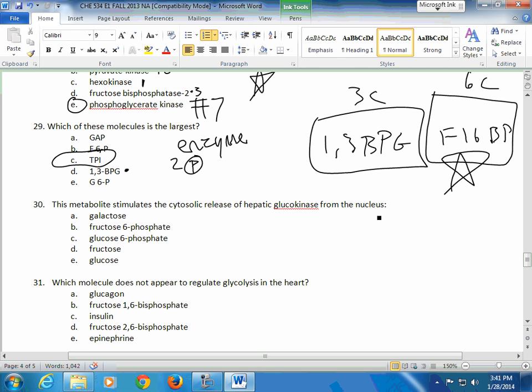So moving on to the next one, number 30 here, you're going to find the illustration of liver sequestration, Unit 3, slide 79. Remember, hepatic glucokinase is a glucose sensor. Glucose is the answer. I think on the previous test you said which one stimulates the sequestration instead of release, and that's F6 phosphate.